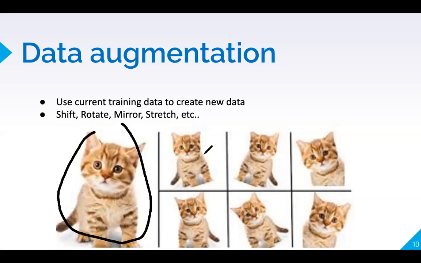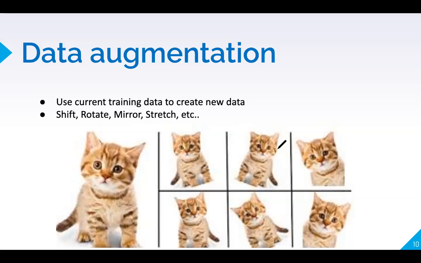You can also shift it to the side, so you can make this cat appear over here. Sorry, my drawing is terrible, but you can shift the cat to different places in the image. You can put a mirror, so you can see these two are mirrored images. You can stretch the cat, so it's super stretched. You can crop certain areas. There are different tools you can use for augmenting this one training example into six other different types.